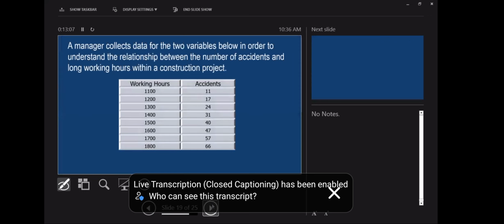So, our sample is a manager who collects data for two variables in order to understand the relationship between the number of accidents and long working hours within a construction project. If you remember our housing plot, the first step is to gather bivariate data. The data here is the working hours and accidents. So now we have the chart.